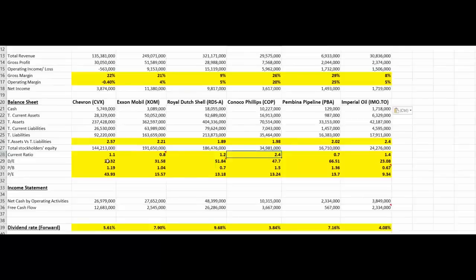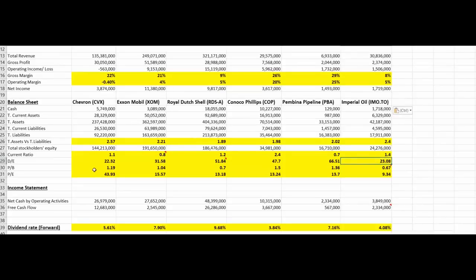Just to summarize, the higher the debt to equity ratio, the higher the risk the business is at. The debt to equity ratio for Chevron is 22.32, for ExxonMobil 31.58, for Royal Dutch 51.84. We are talking here about long-term debt and not short-term debt. ConocoPhillips is 47.7, Pembina is 6.651, and Imperial Oil is 23.08. In this case, Imperial Oil is one of the safest bets when it comes to debt to equity ratio, especially the long-term debts, which we have already seen here. So in this case, Imperial Oil wins the race.